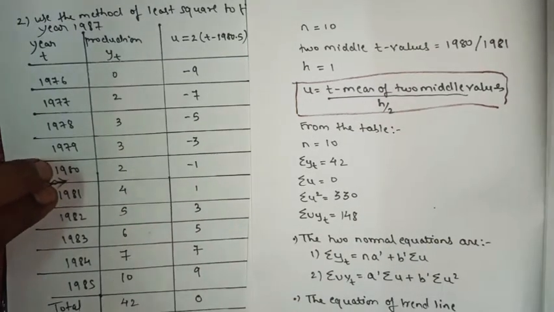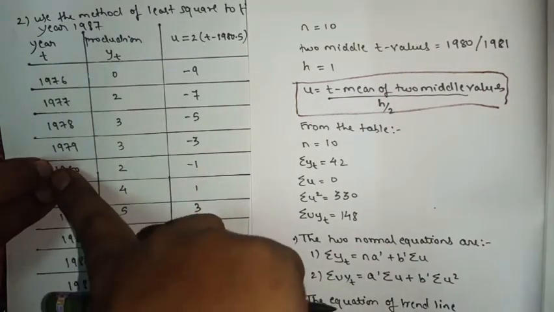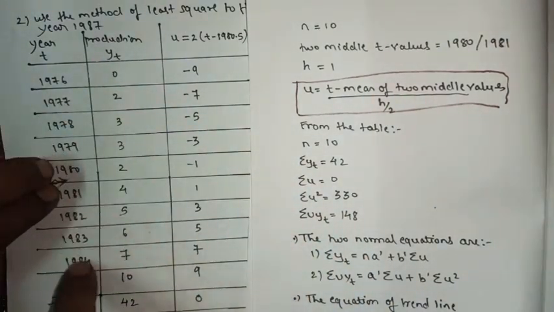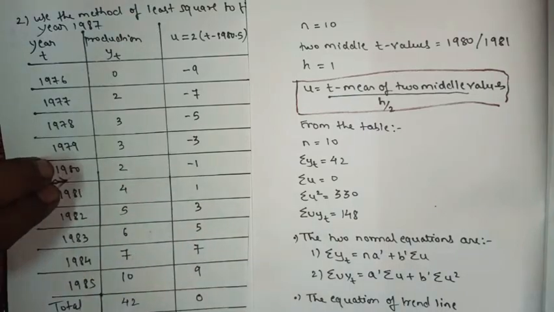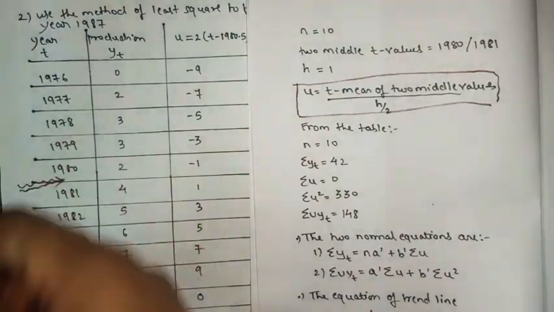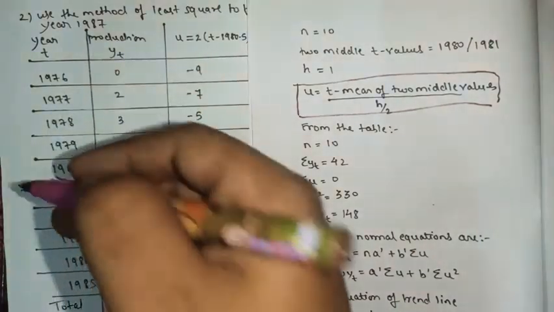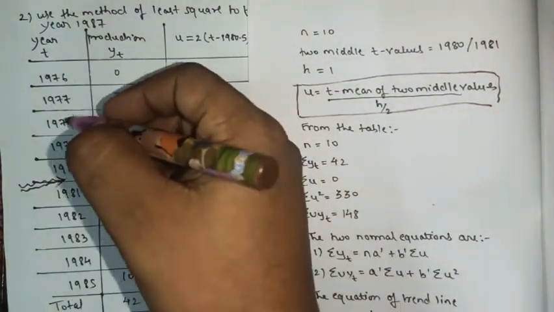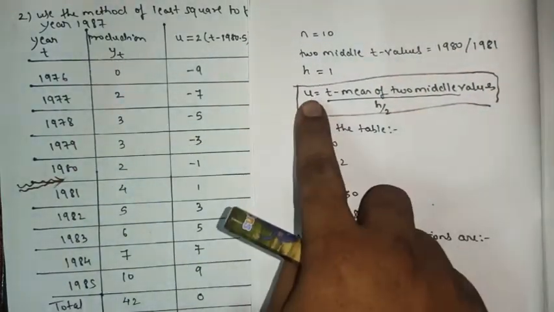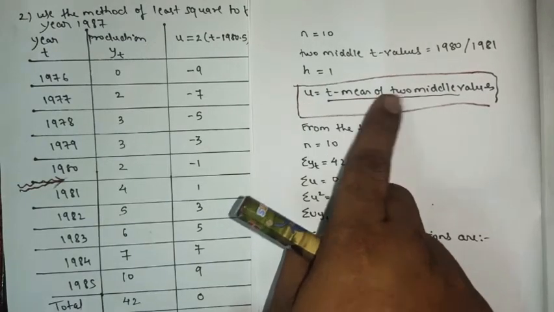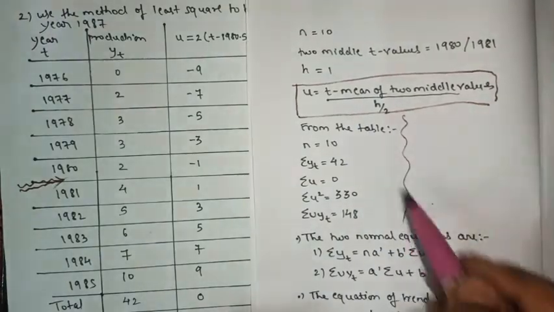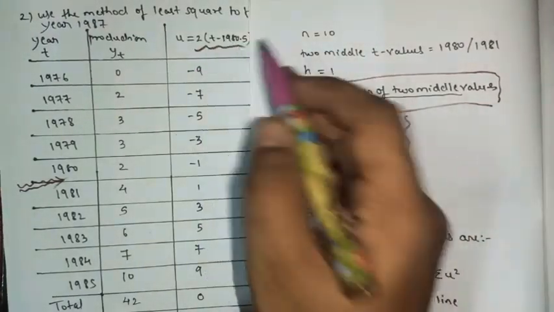When you look at 1980 and 1981, we are left with 1 2 3 4 numbers above and 1 2 3 4 numbers below. So these are the two middle t values, 1980 and 1981. h is the difference between two consecutive years, the width, so again the value of h is 1. So when you use this formula, u equals t minus the mean of the two middle values, I will show how you get this answer.